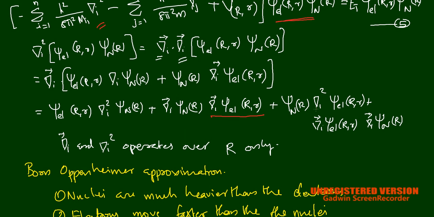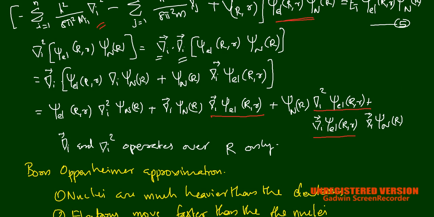Here also we have ψ I square ψ electronic RR, so that term will be vanished. Here also we have ψ electronic RR, so that term will also be vanished. So in this expression, only the first term will exist. All other terms will be vanished, right? That is the consequence of the Born-Oppenheimer approximation.